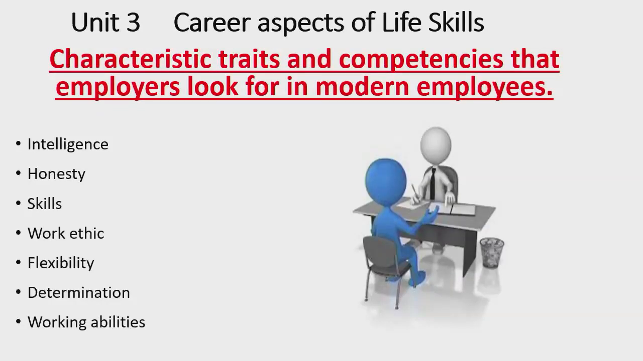We move on to Unit 3, which is career aspects of life skills. So here we're going to look at the characteristic traits and competencies that employers look for in modern employees. So what they look for is intelligence. So you need to be bright, you need to know what you are talking about. They want honesty, skills, work ethic, flexibility, determination, and working abilities.